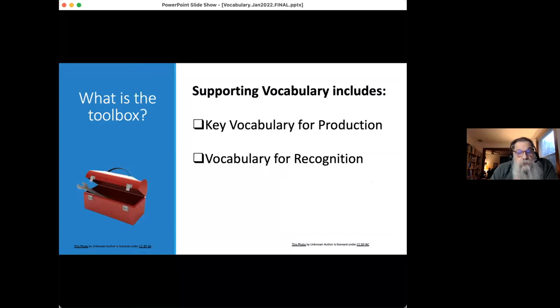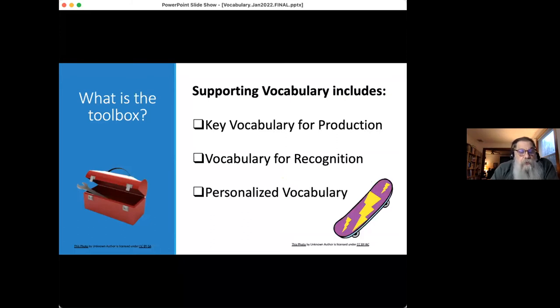The second group is a little larger group, the vocabulary for recognition. You'll want students to be able to recognize the meaning of these words in reading and in listening tasks, but not necessarily expect them to produce them on their own. These will be words that the learners encounter regularly in interpretive activities, but not necessarily required for production.